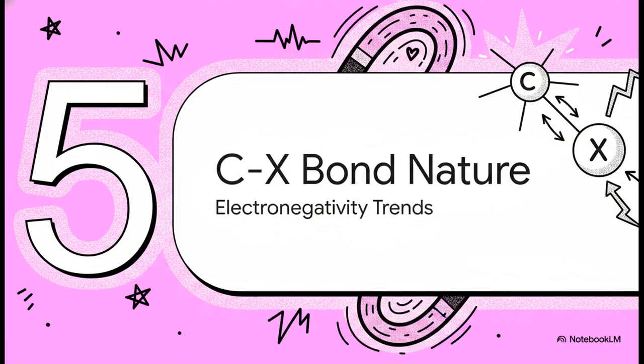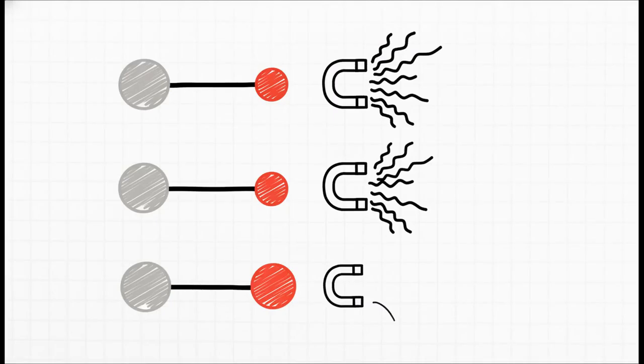So again, same exact ingredients, entirely different recipe. Section 5. The nature of C-X bonds. Electronegativity and bond trends. Okay, let's transition from how these molecules look to how they physically behave in the real world. The carbon-halogen bond, the C-X bond, is truly the beating heart of this explainer, and it's all about halogens acting like incredibly powerful electron magnets.